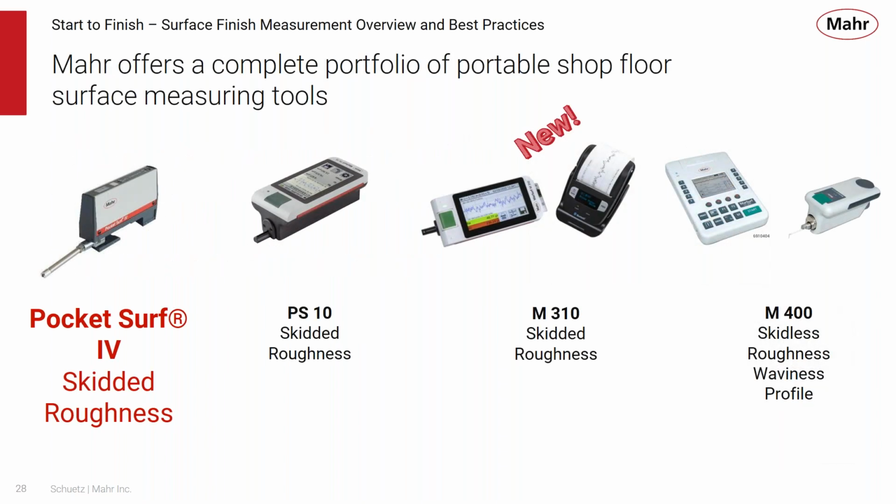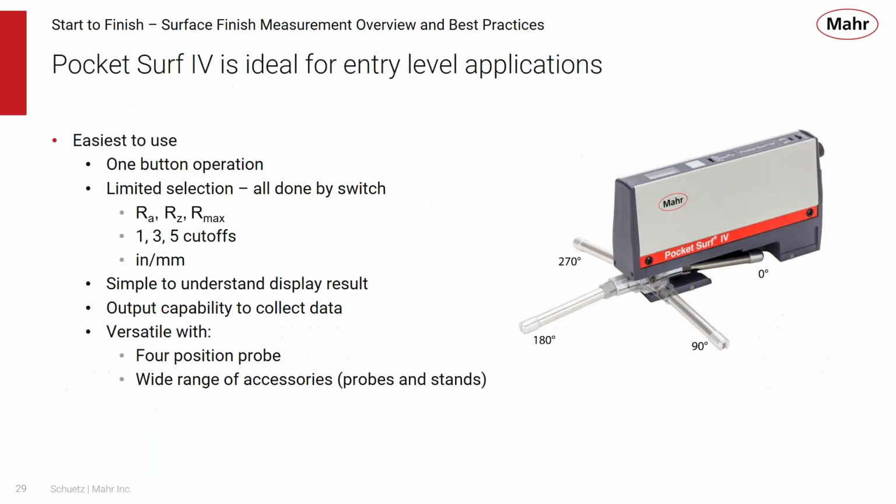And that's what Mahr offers. We offer a complete portfolio of portable surface finish gauges meant for the shop floor that are easy and simple to use. And the one that's been around for a while is the Mahr PocketSurf. We're up to PocketSurf 4 now, and we think it's one of the easiest to use instruments out there.